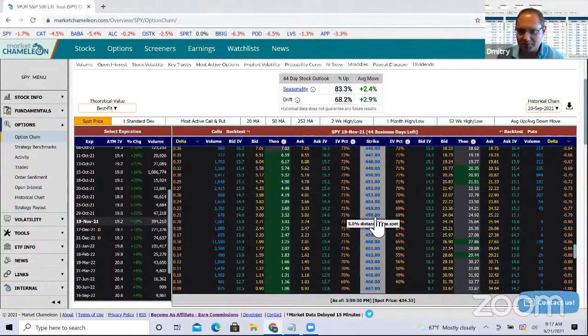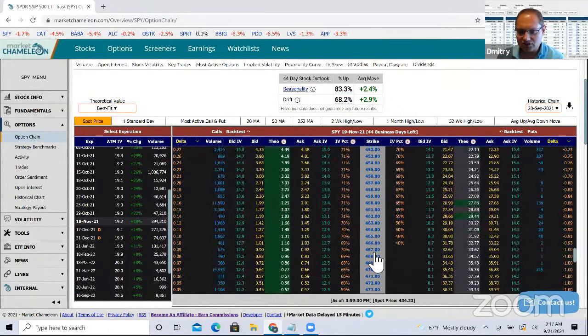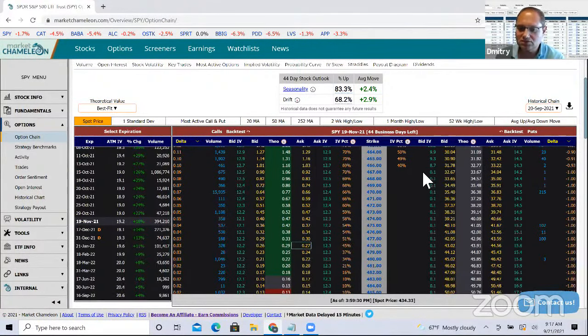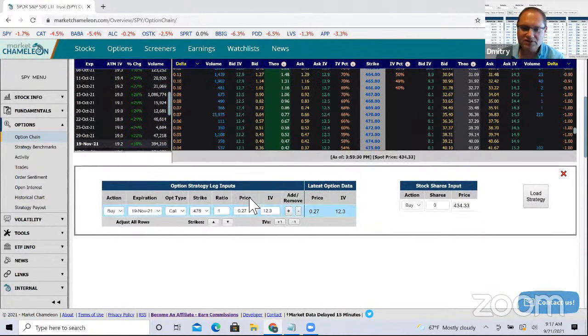And I'm going to find the strike that's 10% out of the money. So look, I'm going up, up, up in strike as I'm hovering over it, right? As I'm hovering over, it's telling me the percentage away from the spot price. So I'm right around there. I don't have an exact 10%, but let's just say 478 is the closest. Okay. So 478, I'm coming over here to the call, and that'll cost me 27 cents. Okay. So 27 cents to buy a call option that's 10% out of the money.